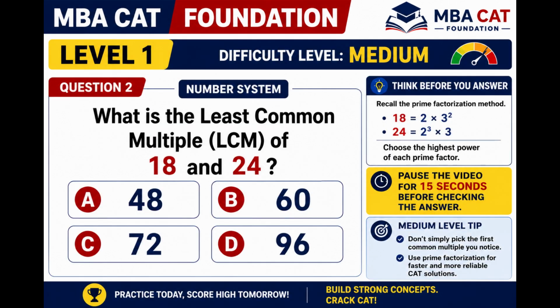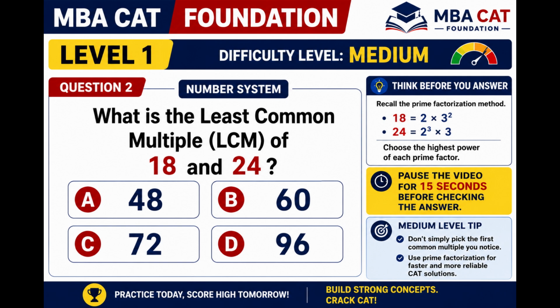Question 2. Least common multiple, or LCM. What is the least common multiple of 18 and 24? Your options are option A, 48, option B, 60, option C, 72, option D, 96.